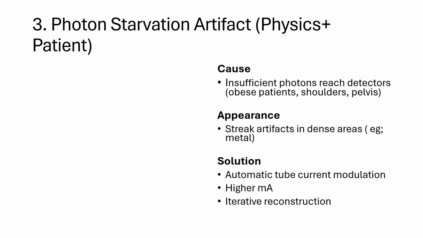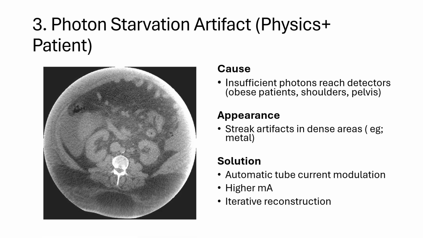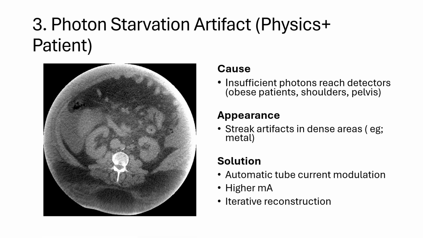Photon starvation artifact occurs due to the insufficient photons reaching the detectors and is mostly seen in obese patients, shoulder joint and pelvic imaging, and its appearance is the streak artifact in the denser area. So we can see in this image of a morbidly obese patient showing the photon starvation artifact, and its solution is the automatic tube current modulation, high mA and iterative reconstruction.